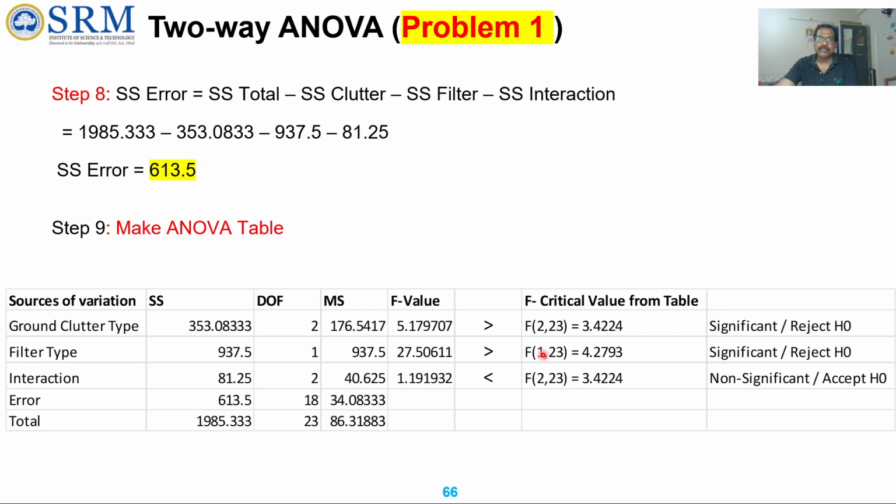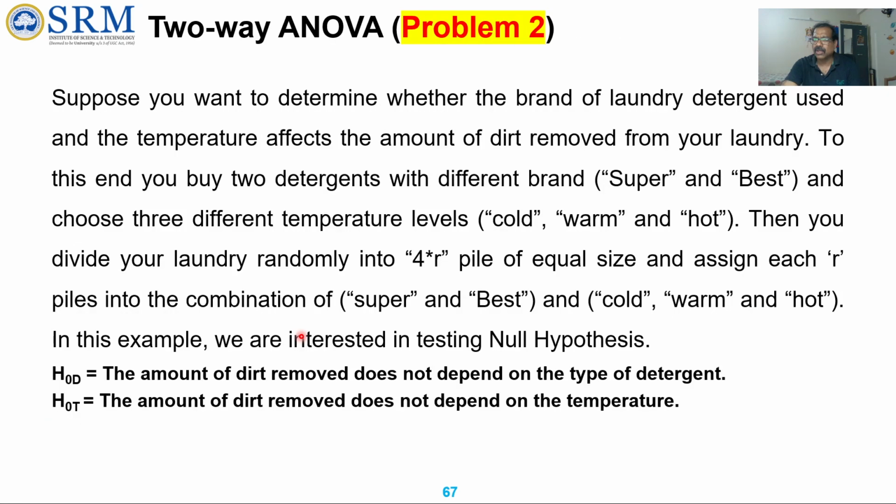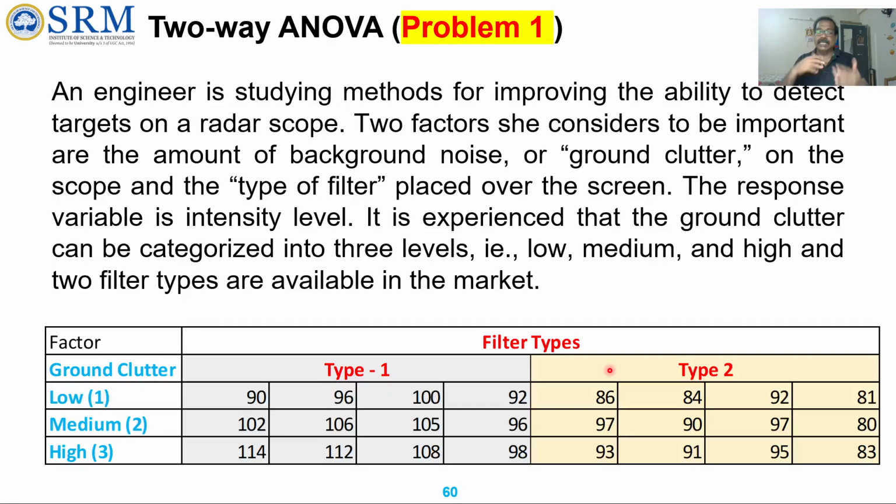Problem 2 also, kindly go through. It is also following the same principle. So again, repeating what you should remember. First, the problems are given. Again I am telling you, if instead of type 1, type 2 you have low, medium, high, you calculate the values accordingly, but the rows and columns in the F table will be interchanged. That's it. No need to worry about that.